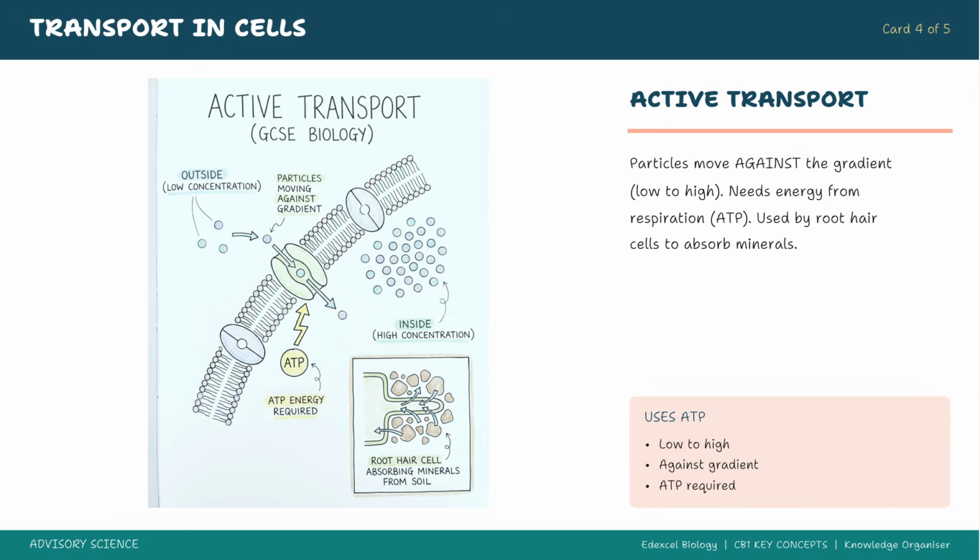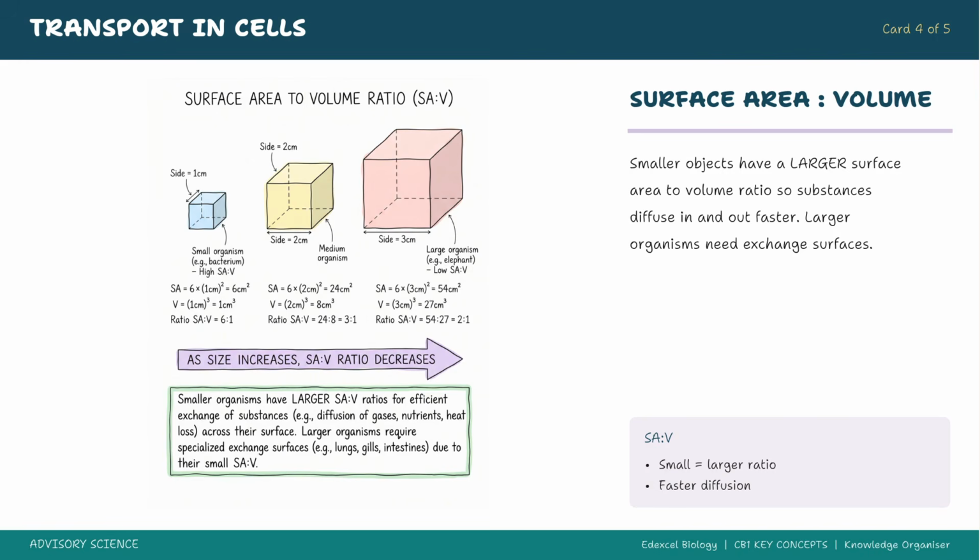When we look at transport surfaces, we need to refer to surface area to volume. Smaller objects have a larger surface area to volume ratio, and that means substances can diffuse in and out fast enough. So if you have a very small object and it's respiring, it can easily get oxygen into it. The oxygen does not have far to travel.